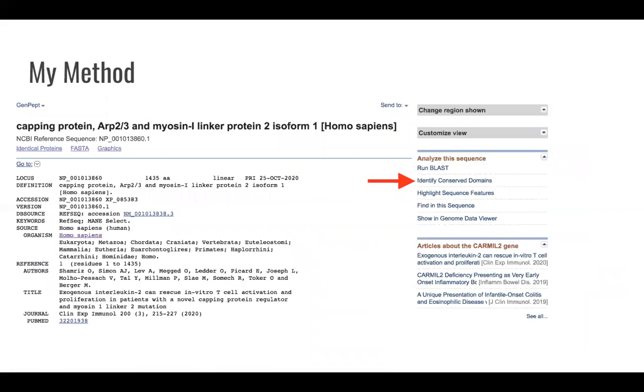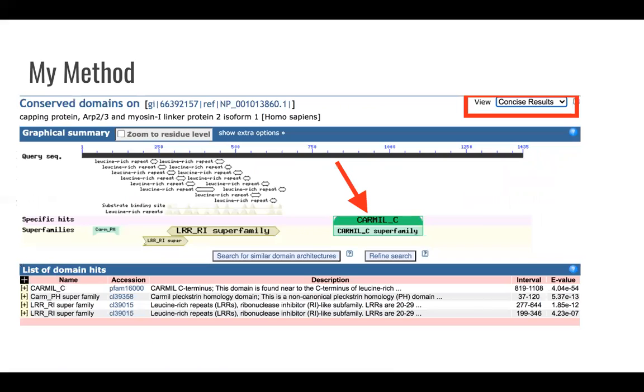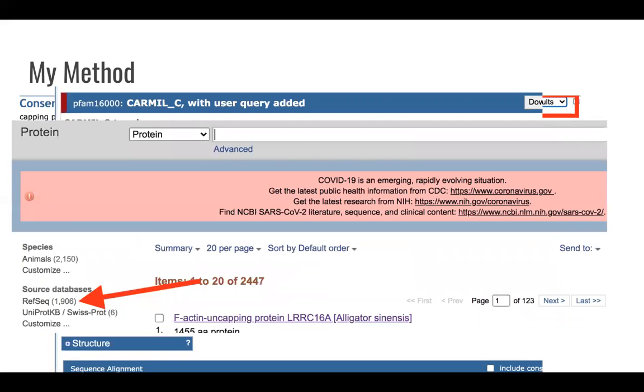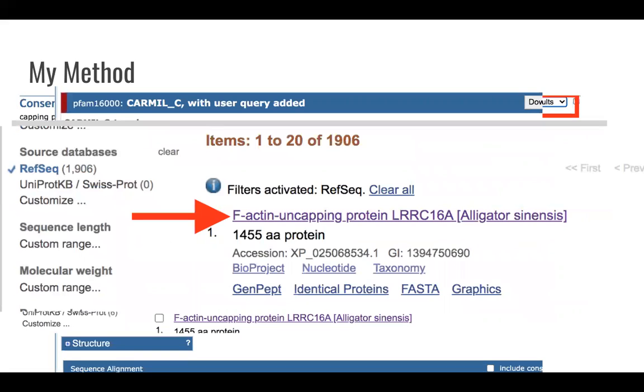So after choosing my curated protein, I can begin my search for other organisms that share the Carmil C region. So I select Identify Conserved Domains again, and then I select Carmil C. And then I select specific protein because this retrieves protein database records that have a high degree of similarity to the conserved domain. And then I filter my results to only return RefSeq sequences. I noticed the first result is not the same protein as the one that I chose.